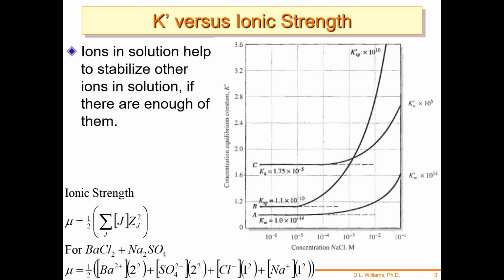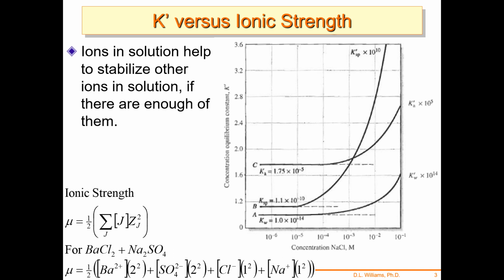You can, of course, go too far, and then you have precipitation of those ions. This is KSP for the barium sulfate that we were just talking about, and it's going from 10 to the minus 10 here, all the way up. It's going off scale.